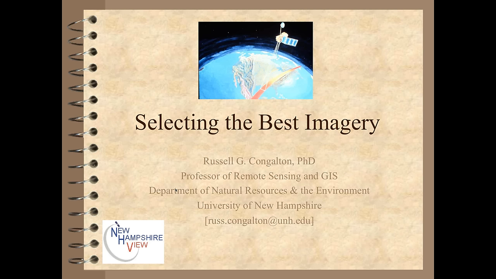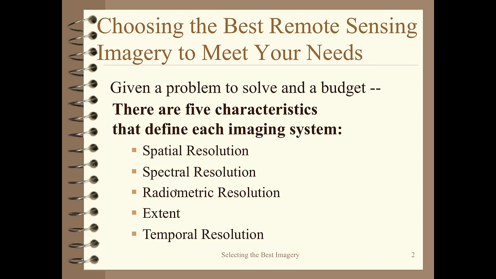We're going to talk about the requirements of what you need to understand to select the best imagery for your particular project. You have some problem that you want to solve, and of course you've got some budget, which most of the time isn't enough money to do what you really want to do. So you're going to balance or trade off these 5 factors, or 5 characteristics, and that's what we're going to spend our time talking about today.